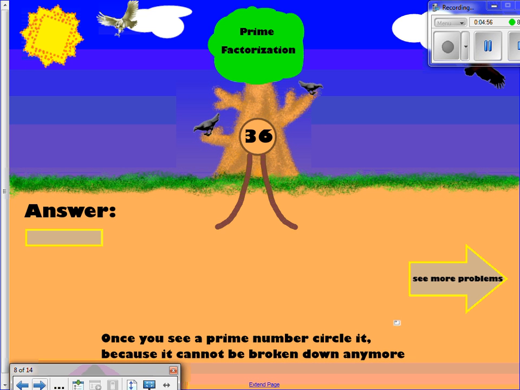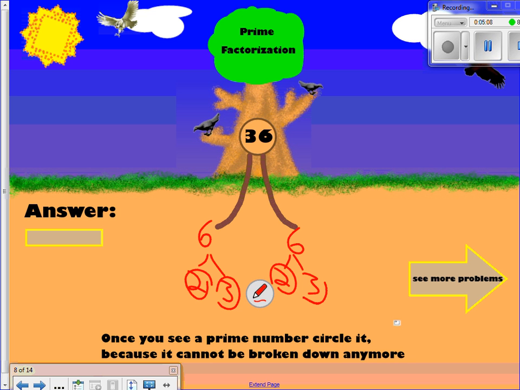36. Let's break this apart. Let's go 6 times 6, both composite numbers. 2 times 3, 2 times 3, prime, prime, prime, prime.